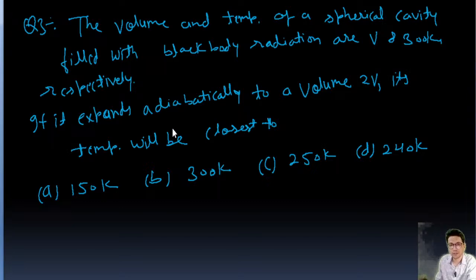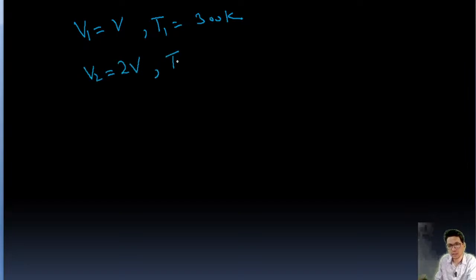Very good question, and a simple one, formula based. V1 is given, V. T1 is given, that is 300 Kelvin. V2 is given, 2V. And T2, the temperature, we need to find out. So there is a formula for this.